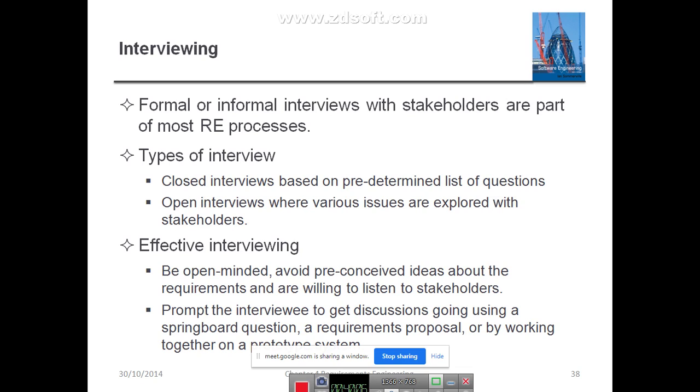So those issues are explored with all kinds of stakeholders. That is what is called the open interview. I hope it is clear. Types of interviews: there are two types. One is closed and the second one is open.